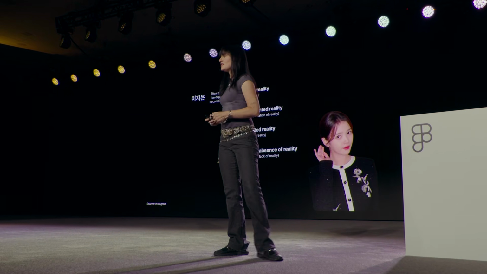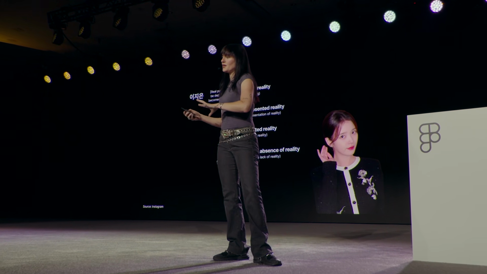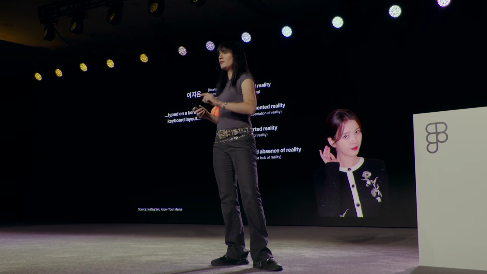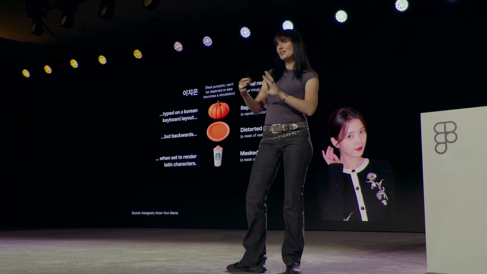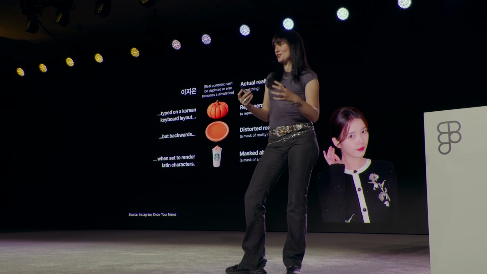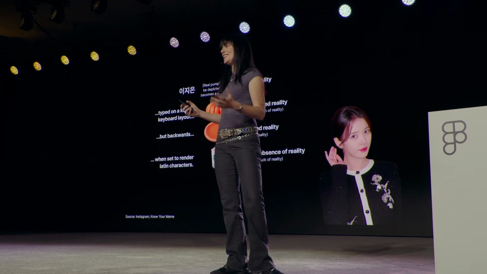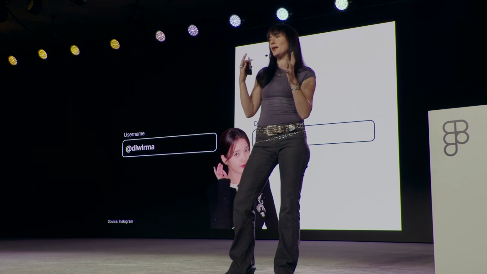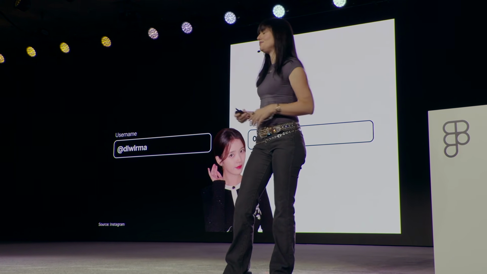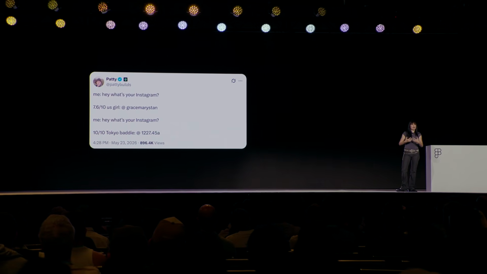DLWLRMA is Lee Ji-yoon's Hangul name typed out on a Korean keyboard, but backwards, distorted, while that keyboard is set to render Latin characters, almost like a cipher. And then her display name is her Hangul name typed out with one of the characters changed, so it's like a pun, and then her stage name, IU. And this example leverages some kind of Latinized name approximation, kind of. But we know that there are many users out there that have completely meaningless usernames that have no connection to their actual given name at all.